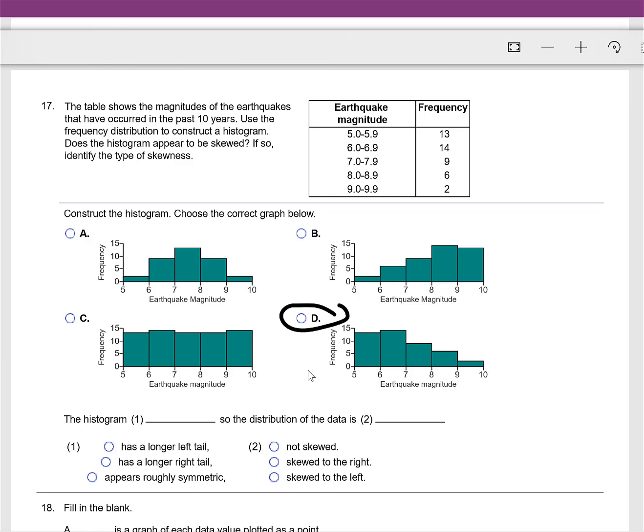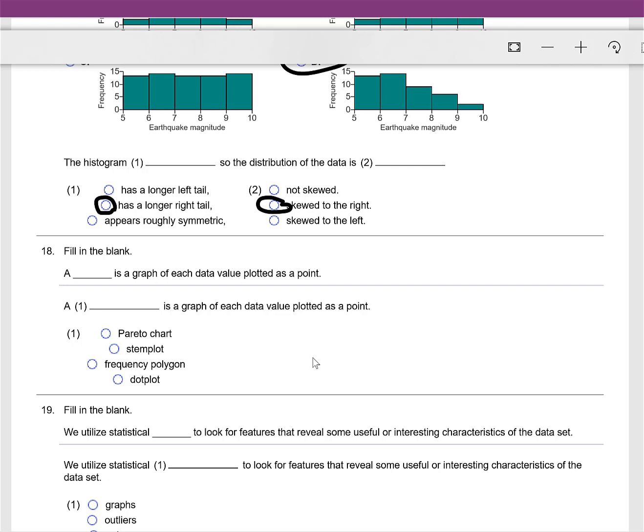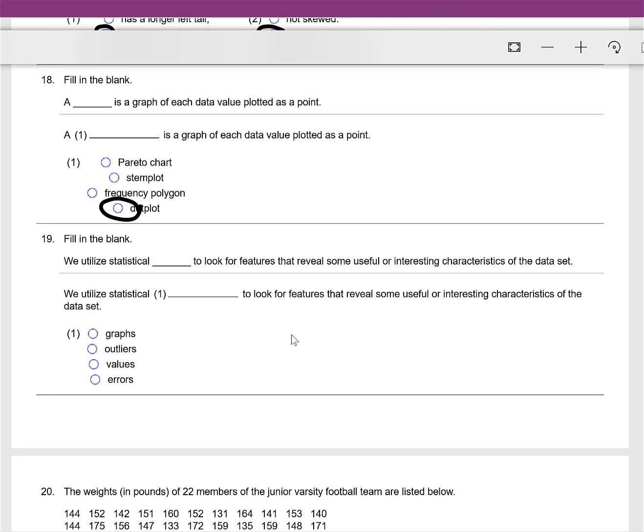And now we've got skewness here, right? Because the histogram has a longer right tail, the distribution is skewed to the right. A blank is a graph of each data value plotted as a point, and that's going to be a dot plot. We utilize statistical blank to look for features that reveal some useful or interesting characteristics of the data, and that would be statistical graphs.